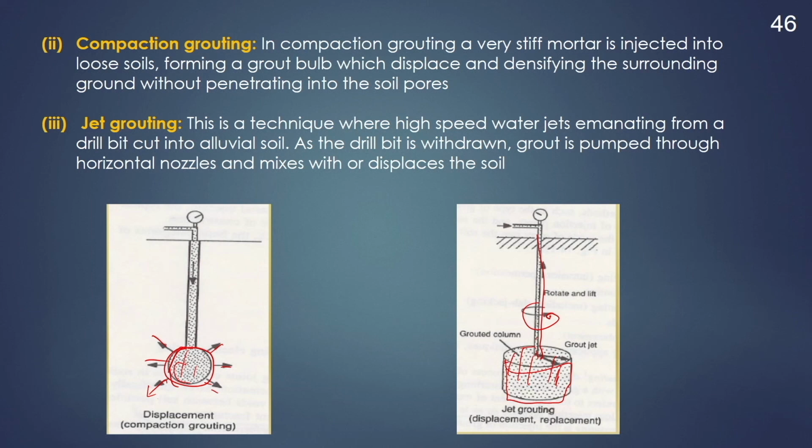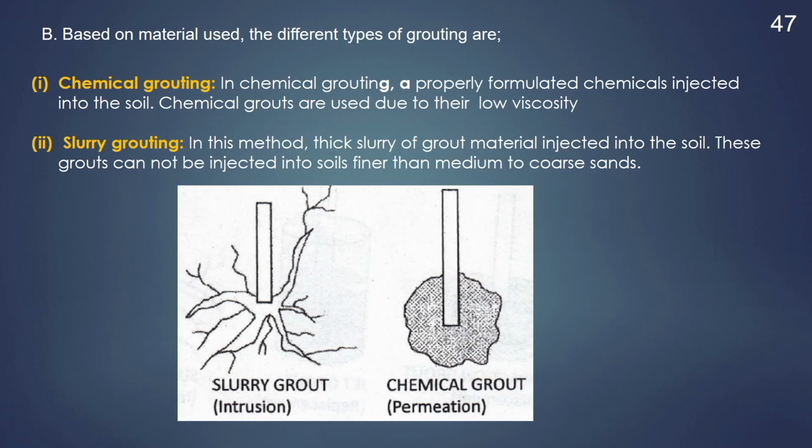So, jet grouting is a technique where high speed water jets emanating from a drill bit cut into alluvial soil. As the drill bit is withdrawn, the grout is pumped through horizontal nozzles and mixes with or displaces the soil. Based on the material used, grouting can be chemical grouting or slurry grouting. Chemical grouting means different types of salt solutions can be used. In slurry grouting, a thick slurry of grout material, mostly cement, can be used.